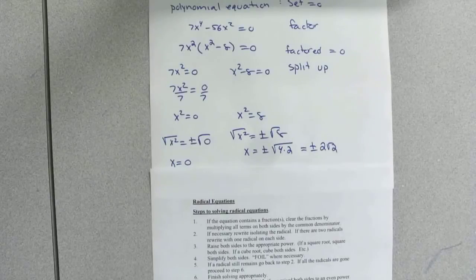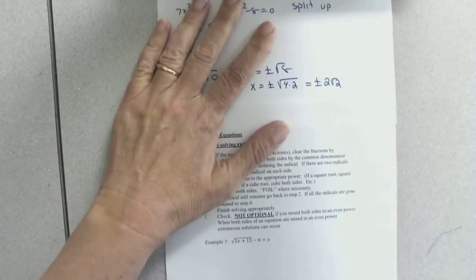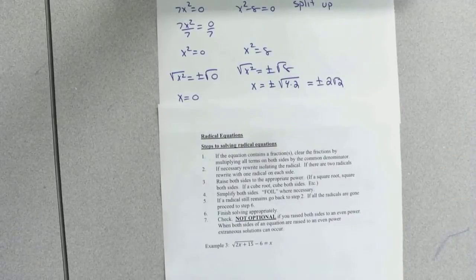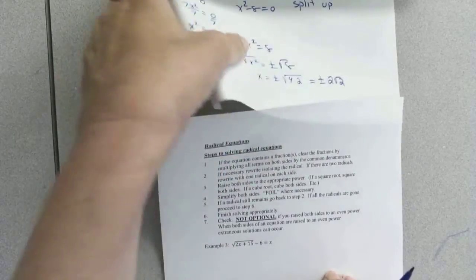3, raise both sides to the appropriate power. If it's a square root, square both sides. If it's a cube root, cube both sides. 4, simplify both sides, FOIL where necessary. 5, if a radical remains, go back to step 2. If all radicals are gone, proceed to step 6. 6, finish solving appropriately. Anything can happen at this point, so you just have to look at what you have and choose the right steps. And then 7, check.